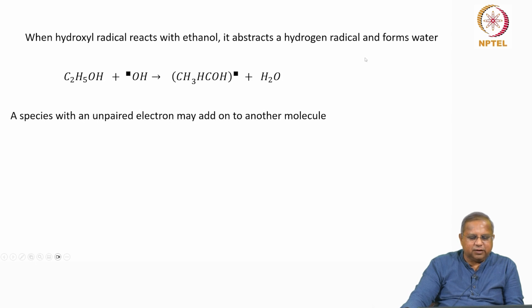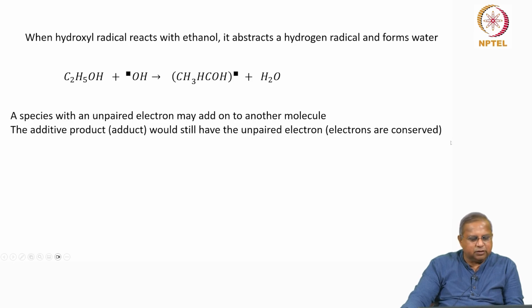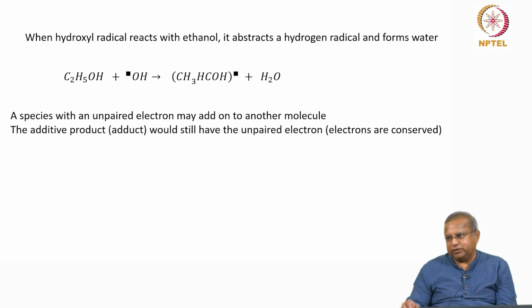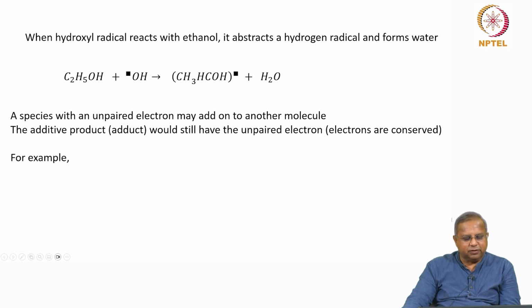A species with an unpaired electron may add on to another molecule. This is the addition reaction. This is an example of an abstraction reaction. This is an example of an addition reaction. And the additive product, which is also called the adduct in the field, would still have the unpaired electron, right? It's just addition of the unpaired electron.